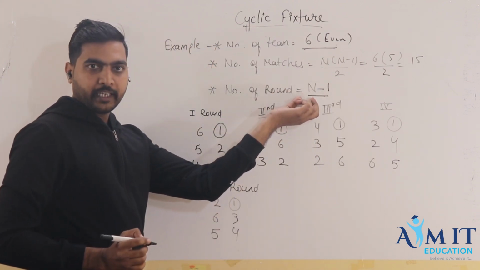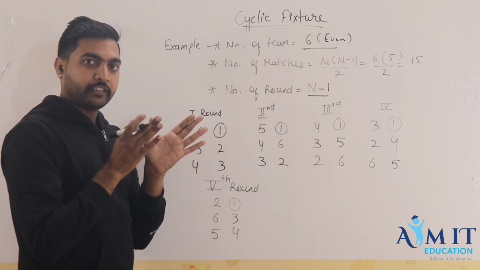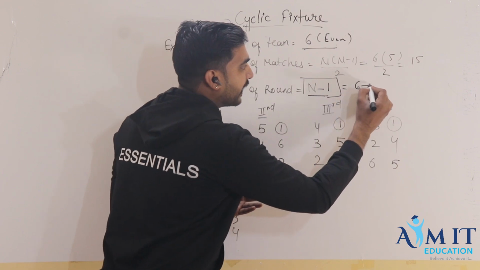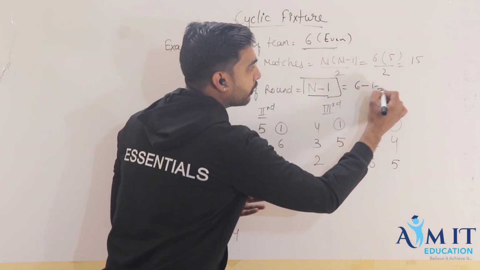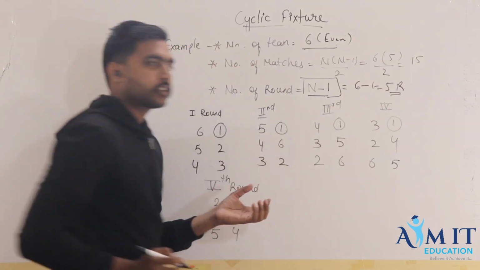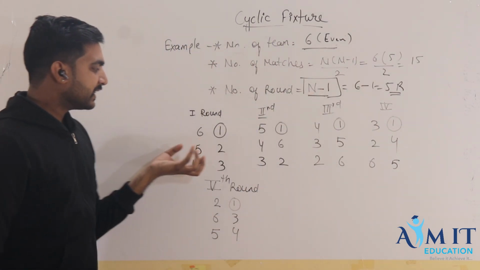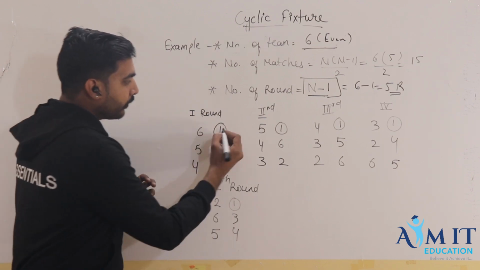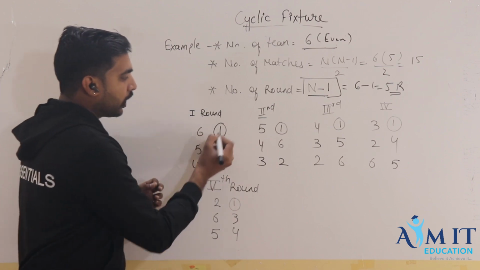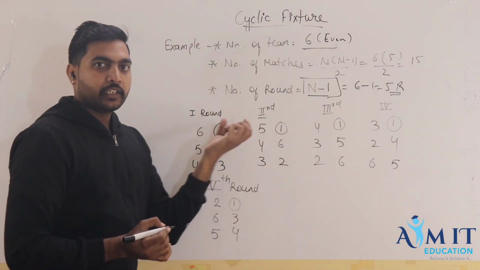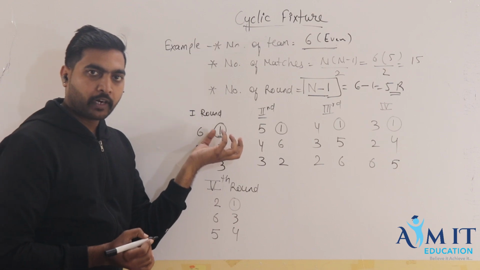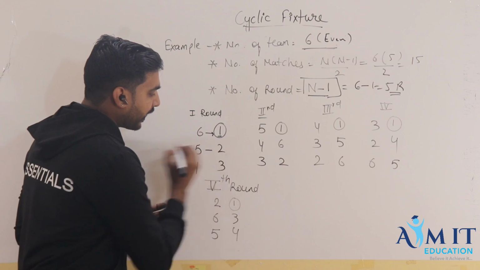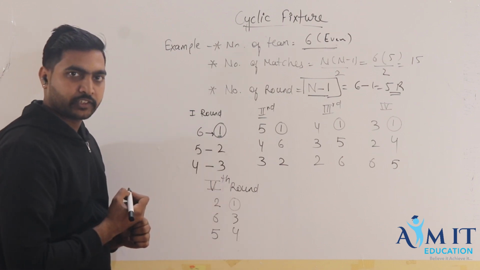If we have an odd number of teams, the number of rounds is n, and if we have an even number of teams, then it's n minus 1. It means 6 minus 1, we have 5 rounds. The total number of rounds will be 5. Let's see how to draw the fixture. In the even number of teams, we always fix the first team. With the circle, it means we fix one team. So in the first round, 6 versus 1, 5 versus 2, 4 versus 3.